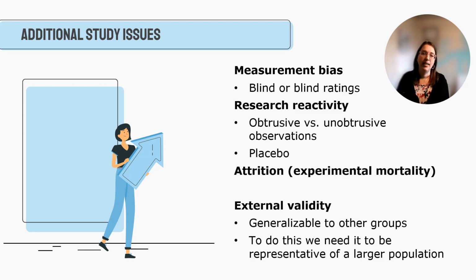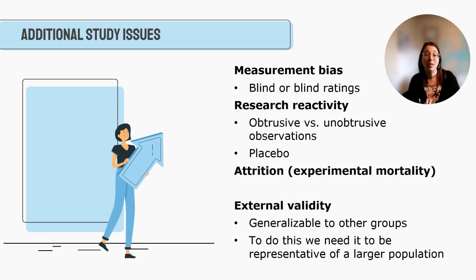Finally, a few other study issues to think about are things like measurement bias, which is the idea that if we know which group is which, we might impact it positively or negatively. If we know that this is the experiment group and we really want to show that this intervention is effective, I might treat the individuals in that group a little bit differently to make them more successful. So one way to address this is the idea of blind ratings, where you say, look, my raters or my observers or my researchers, they don't know who is who. They don't know which group is the control group and which is the experimental group.